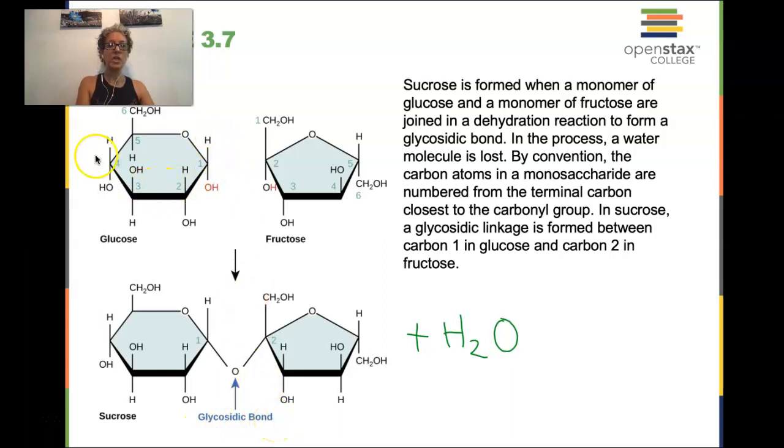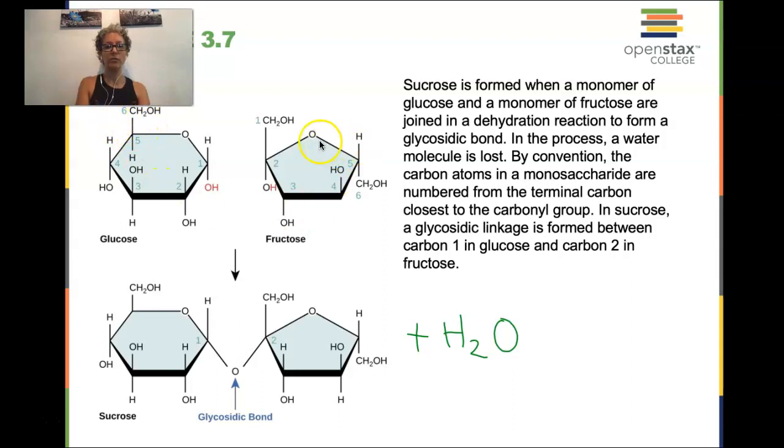We number the carbons by convention based on where the oxygen is in the ring structure. We go clockwise and the first carbon is 1. So in glucose, we have 1, 2, 3, 4, 5. The sixth carbon sticks out of the ring.